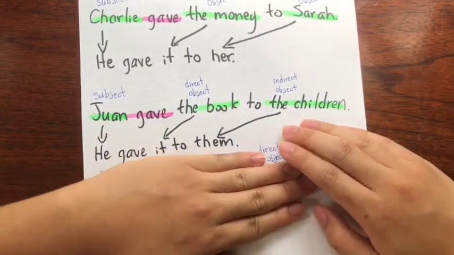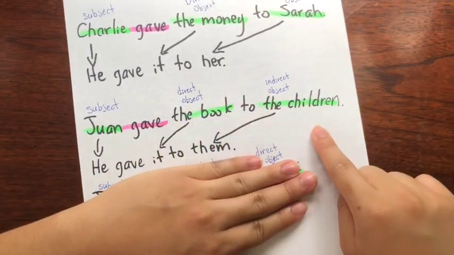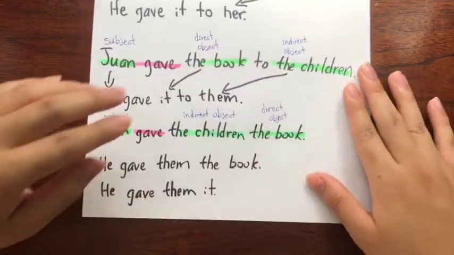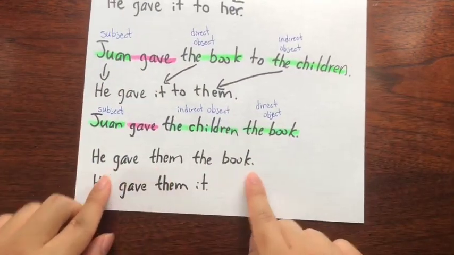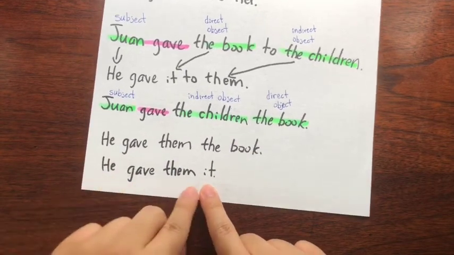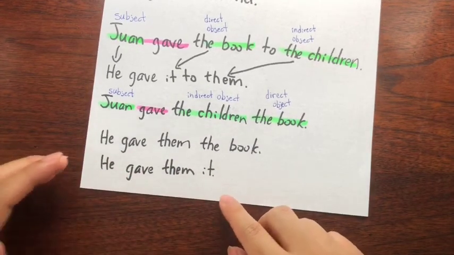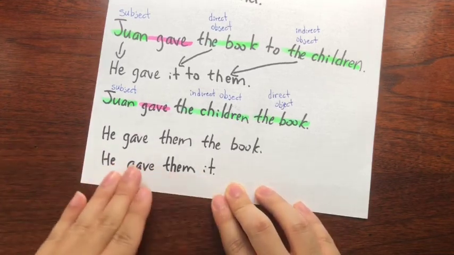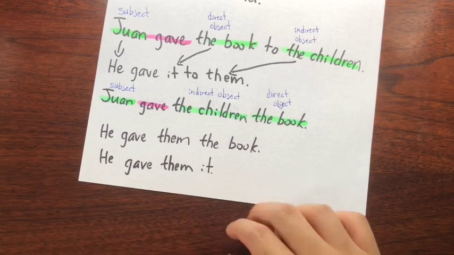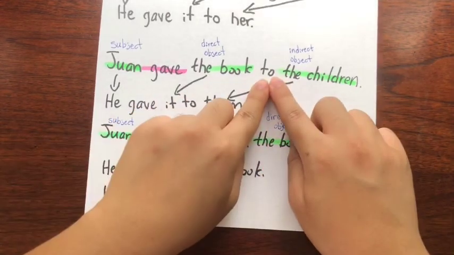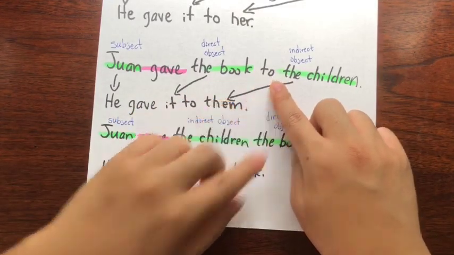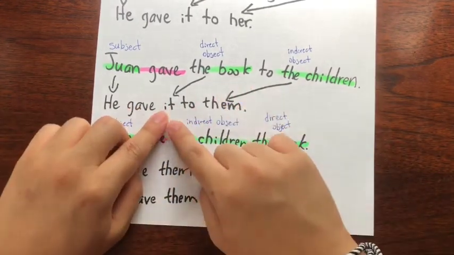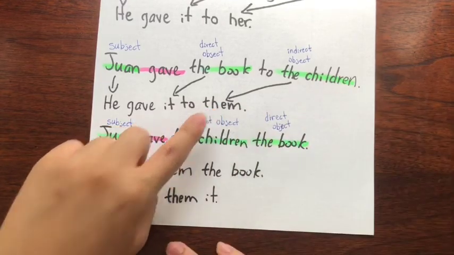So I want you to say it like this and write like this because it's easy to understand and you don't get confused. Because if you look at this, he gave them the book, he gave them it, you don't really know. English speakers don't understand what this means because it's a little confusing. But if you use the word to, it's very easy to understand. He gave it to them. He gave what? The book. To who? To the children.